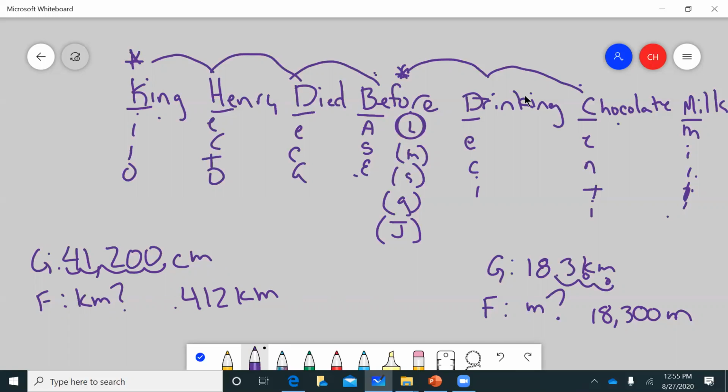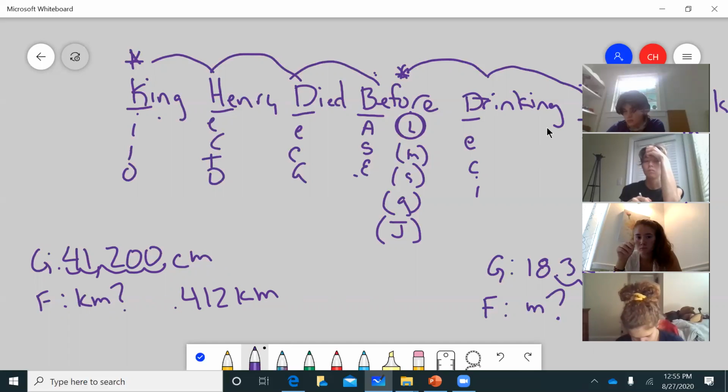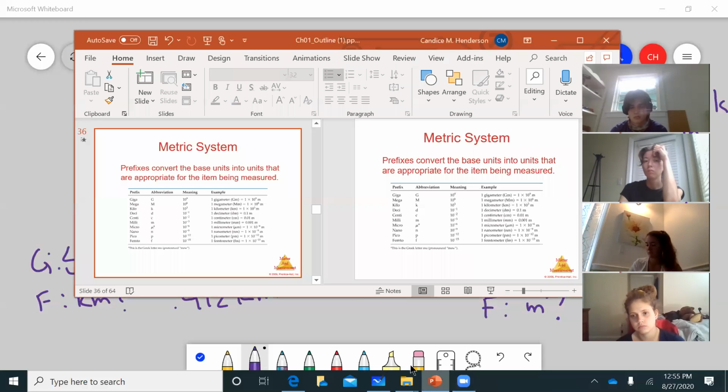All right, and there are a couple other ways to solve that, but I just always found that one to be useful when you're trying to go between centimeters and meters and kilometers. All right, questions on King Henry died before drinking chocolate milk? Obviously, there are other ones outside of that that I want you to know as well. Okay. Let's go back to our slides.